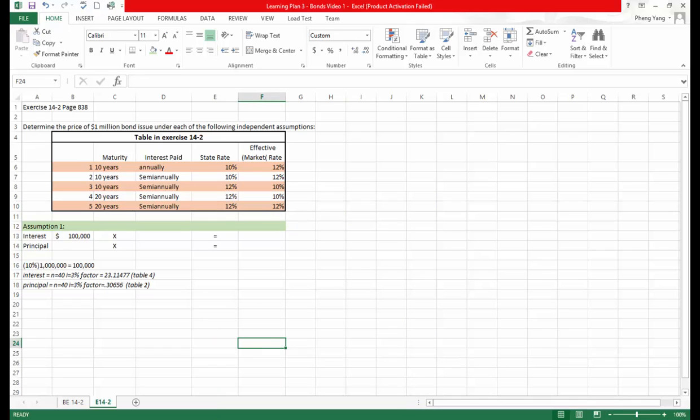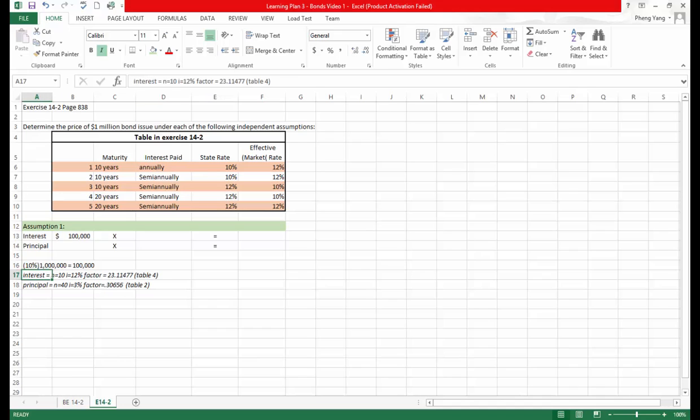Okay, so for this first scenario, we've got 10 years, interest paid annually, stated rate is 10%, the effective rate is 12%. Our interest is 100,000, which is 10% times 1 million. And our factor for the interest is 10 periods at 12%. Notice that we're not dividing it by 2 anymore because interest is calculated annually, only once a year.